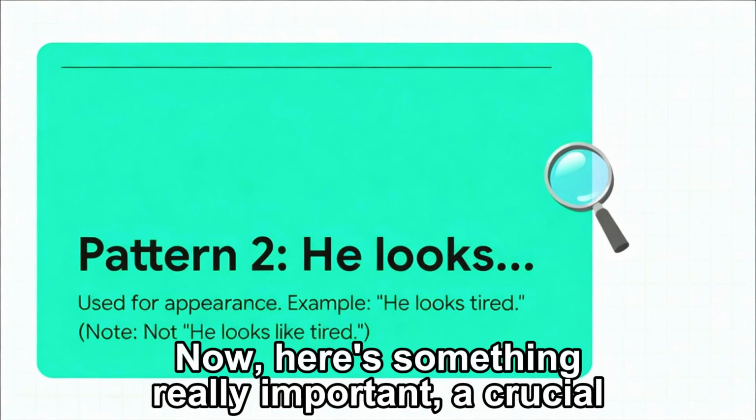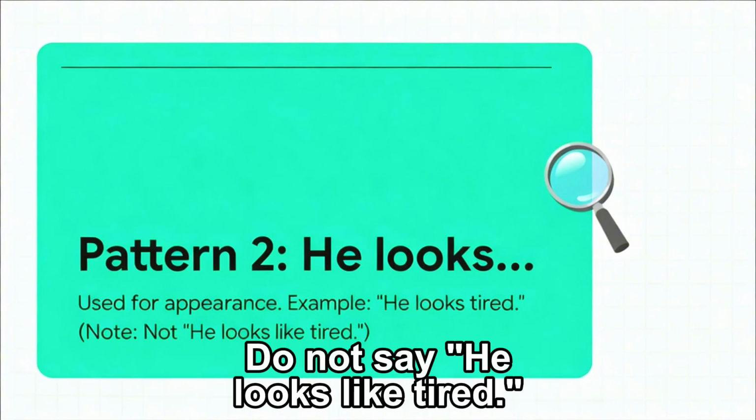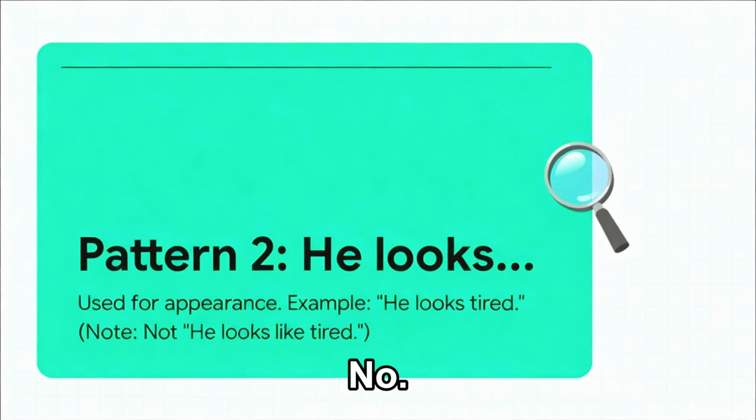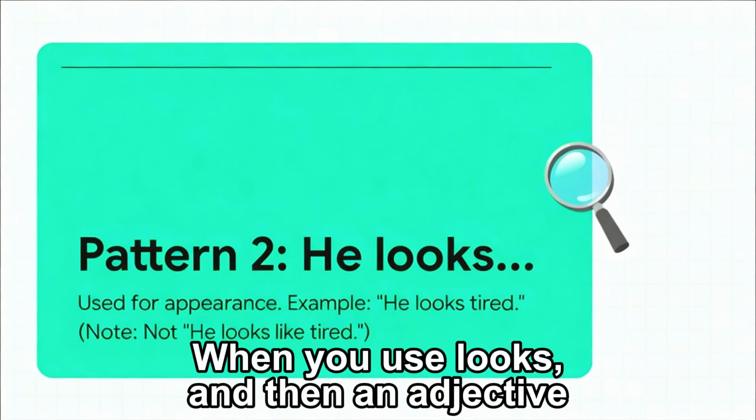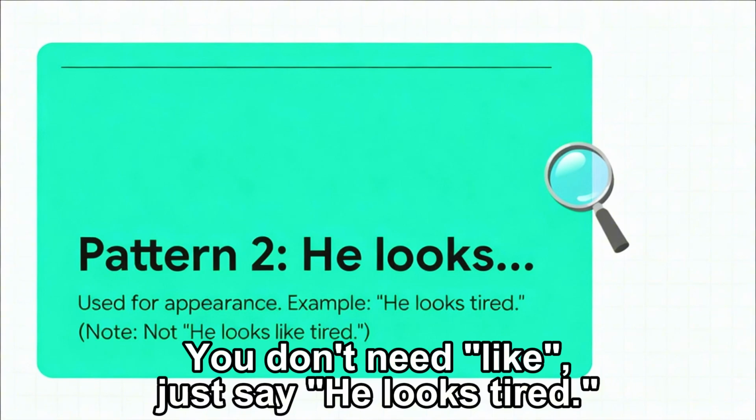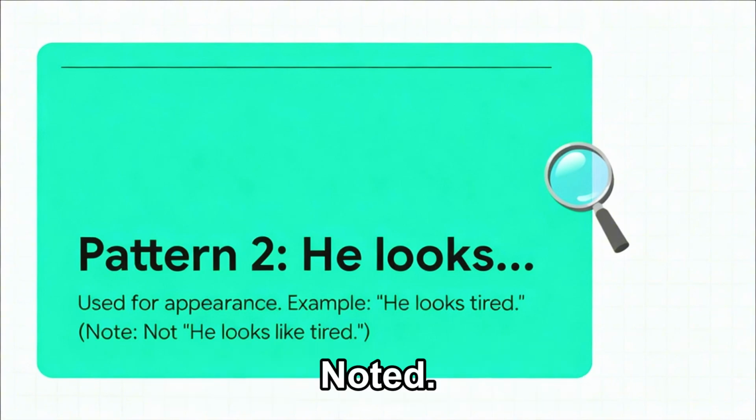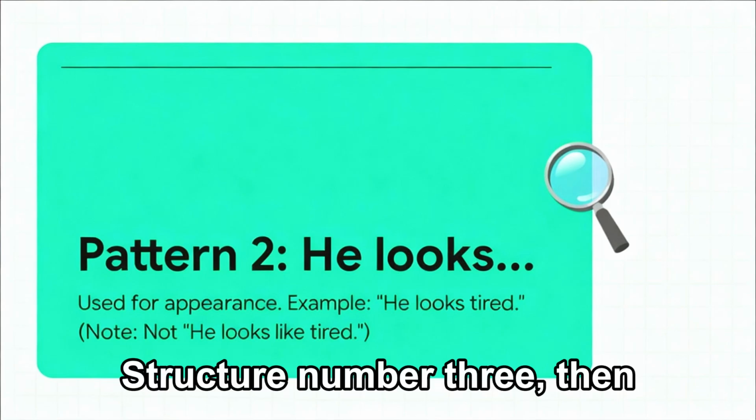Got it. Now here's something really important. A crucial caution for you listening. Do not say he looks like tired. No. Good point. When you use looks and then an adjective comes right after, you don't need like. Just say, he looks tired. Simple as that. Okay, noted. Structure number 3 then.